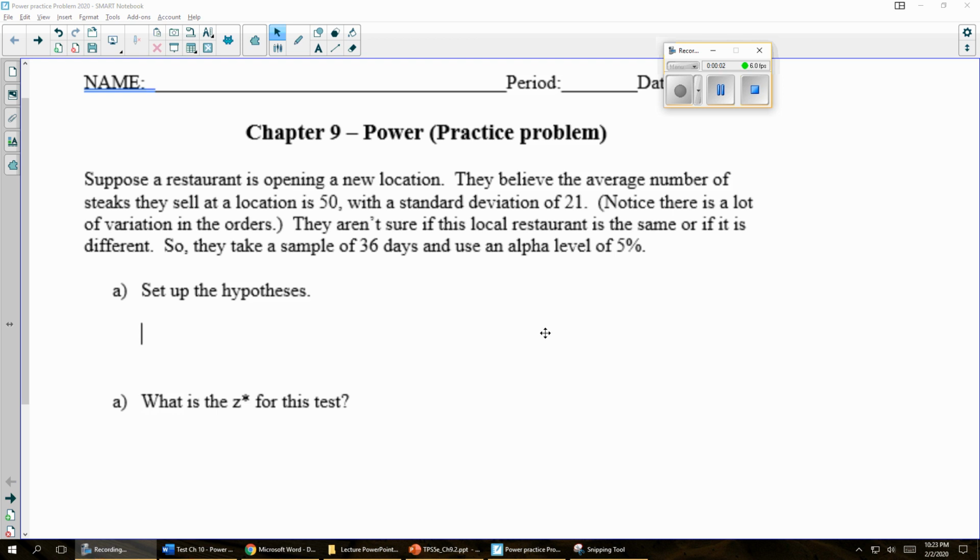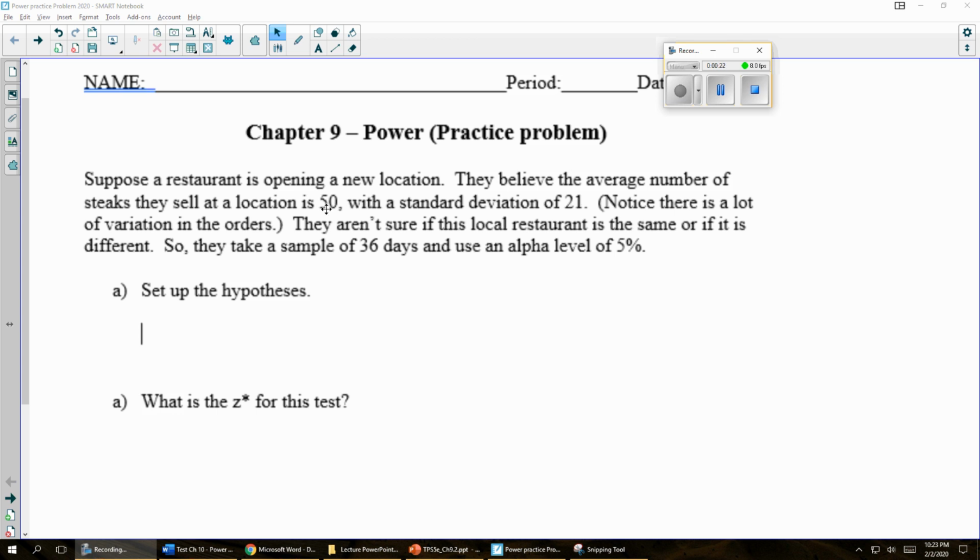Let's look at this power problem. It says, suppose a restaurant is opening a new location and they believe the average number of steaks they sell at any given location is 50 with a standard deviation of 21. Now notice that's a pretty big standard deviation because they have a lot of variation going on.